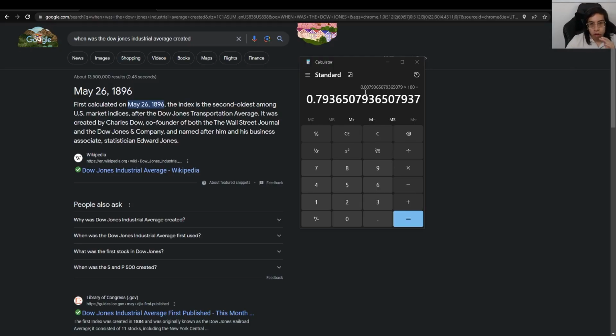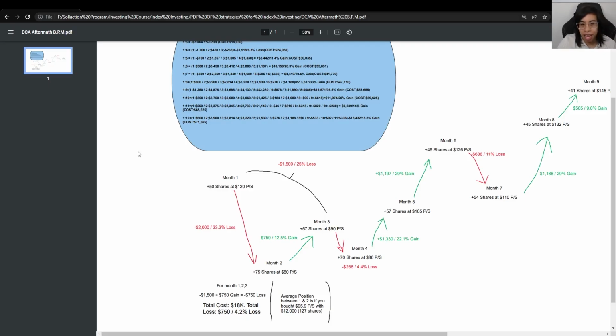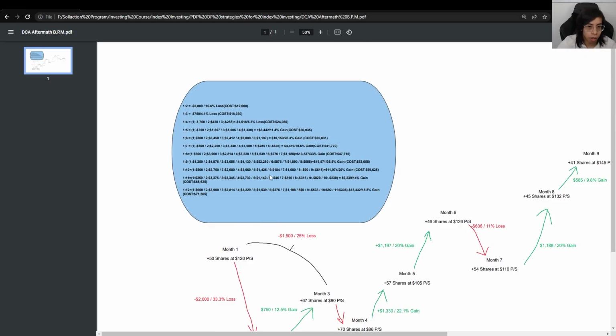The probabilities are much lower because this calculation is just saying if it happened one time in 126 years. But in reality, it should be almost a 0% chance. So I would say there's more than a 99% chance that the market will not go down by 90%, right? So yeah, you see, that's why it's almost impossible to lose.